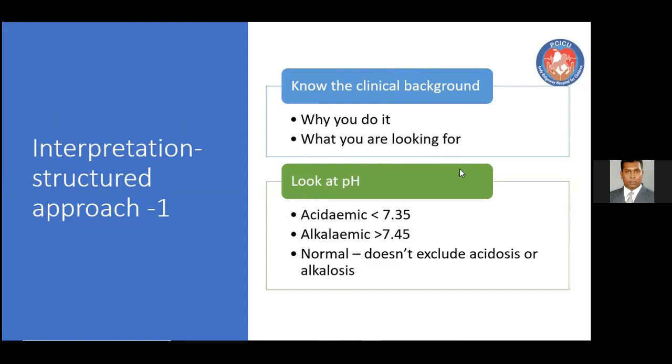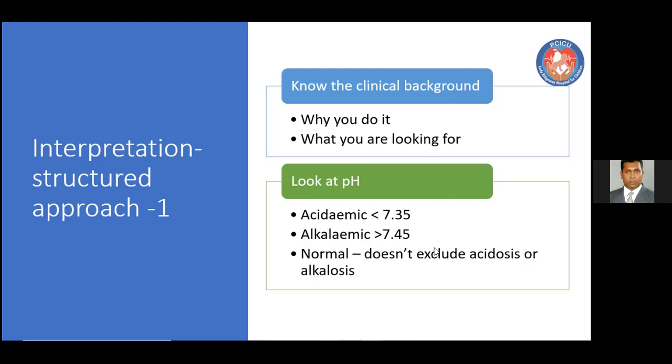So first step, you look at the pH. Depending on the pH, you could get either a normal pH, a pH less than 7.35, which we call an acidemic pH, or a value exceeding 7.45, and we call it an alkalemic sample. But remember, if the pH is less than 7.35, some call it acidosis, and if it is more than 7.45, some call it alkalosis. But I think the correct term is acidemia and alkalemia, depending on the pH.